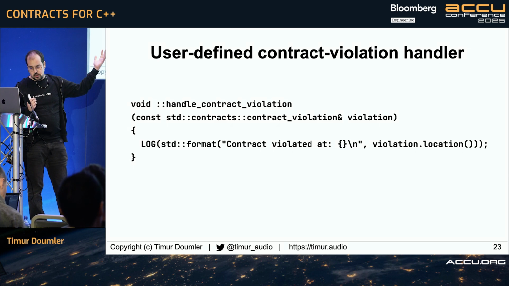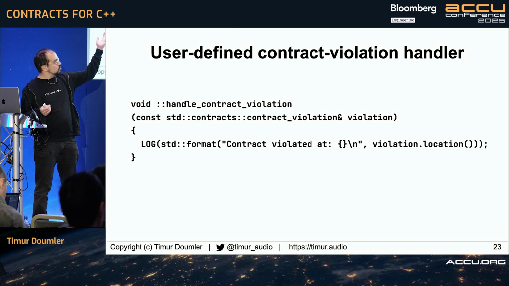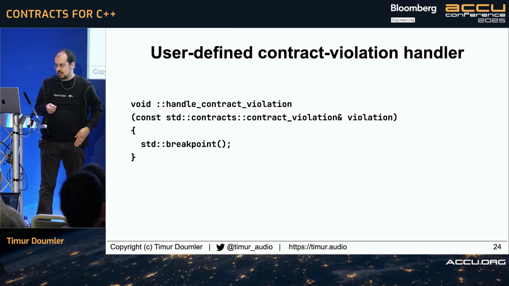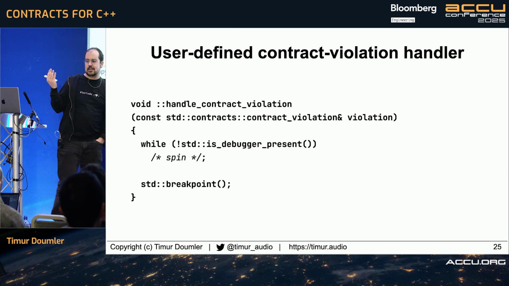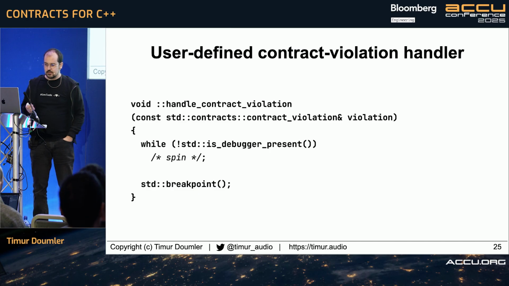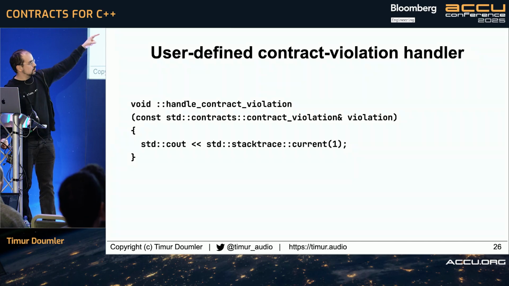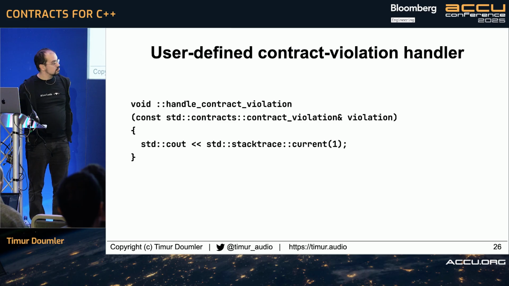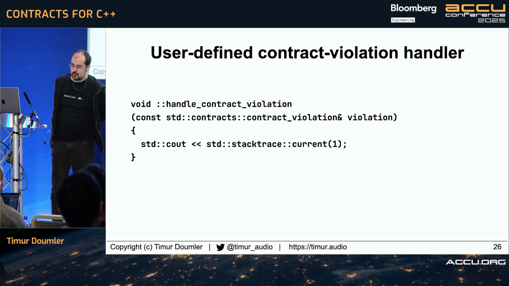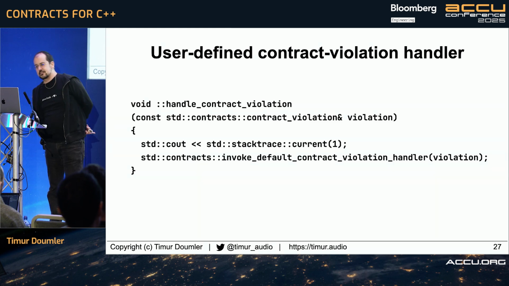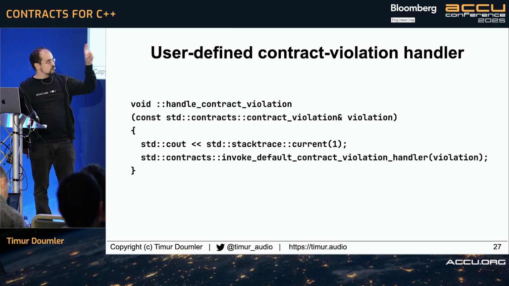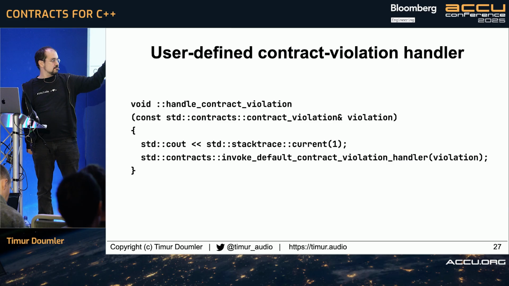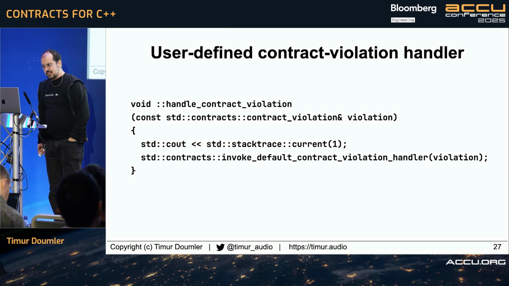And in there, you can do whatever you want. You can use your own logging in whatever format you want. You can set a breakpoint. That's another feature we got in C++26. Or you can wait until the user attaches a debugger and then set a breakpoint. You can print a stack trace. You can print the stack trace minus the last stack frame, which is the contract violation handler itself. That's another really cool feature. You can also print the stack trace and then defer to the default contract violation handler, which is going to print the message. And you can do this deferral by calling this very long function, invoke default contract violation handler, which does what it says on the tin. And you can do anything you want in there.